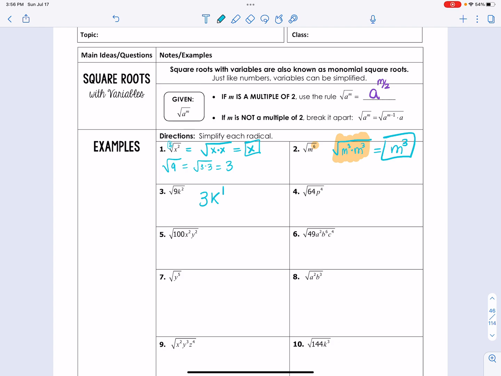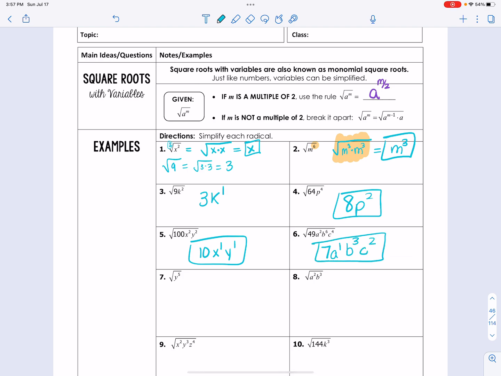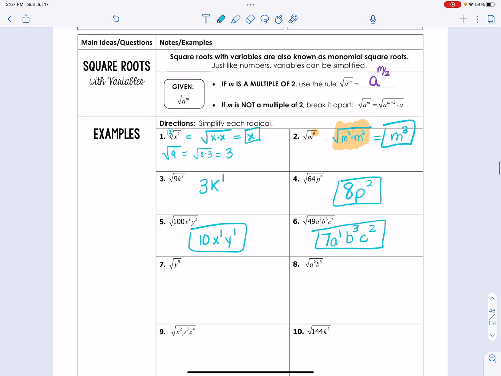On the next one, the square root of 64 is 8. And for the square root of p to the 4th, you're taking 4 and cutting it into 2 pieces because it's a square root, so you would get 8p squared. The square root of 100 is 10, and then 2 divided by 2 is 1, 2 divided by 2 is 1. The square root of 49 is 7, and then 2 divided by 2 is 1, 6 divided by 2 is 3, and 4 divided by 2 is 2. So when they're even, they cut into nice even pieces.